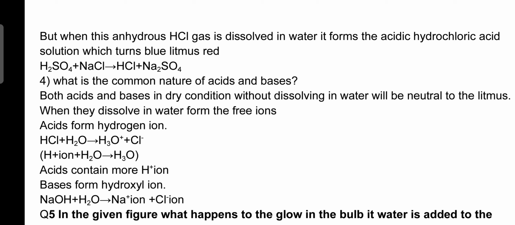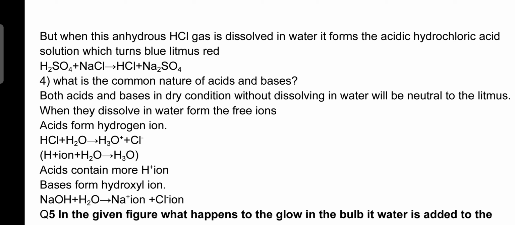Now let us see what is the common nature of acids and bases. Both acids and bases neutralize each other. I have given an example there: H2SO4 and NaCl gives HCl plus Na2SO4. There should be a correction here: H2SO4 plus NaOH gives H2O plus Na2SO4. Now they both neutralize each other.